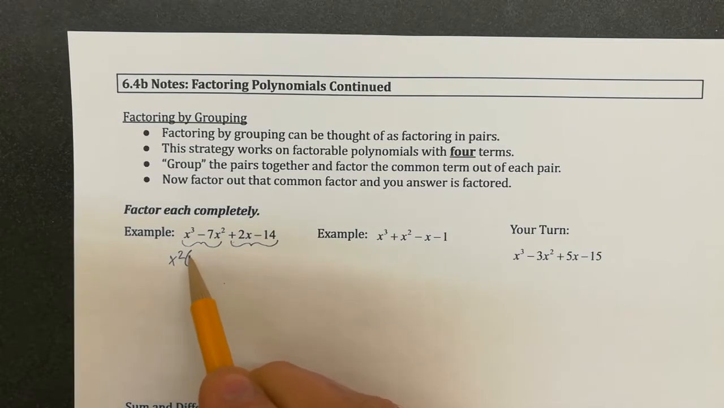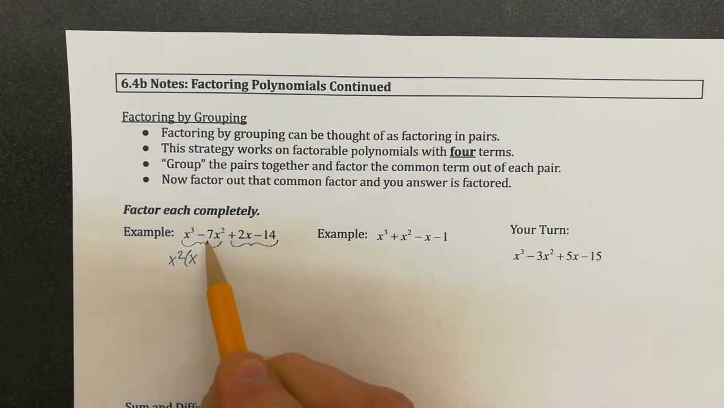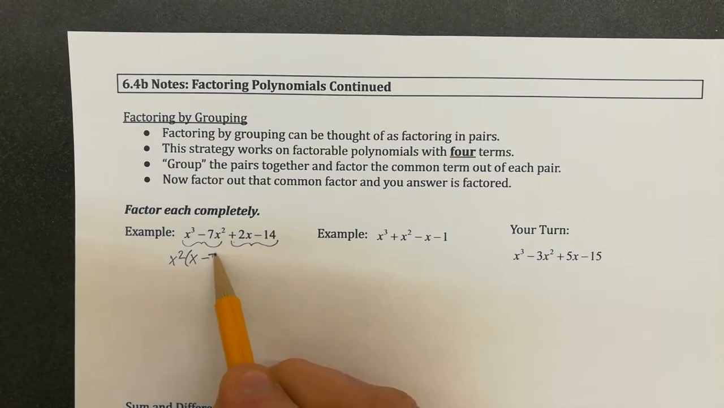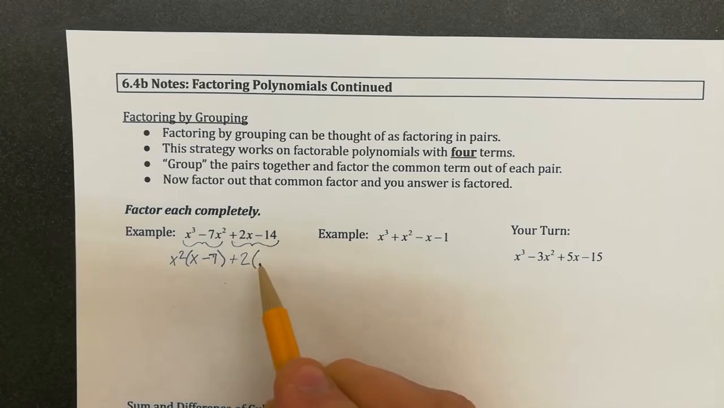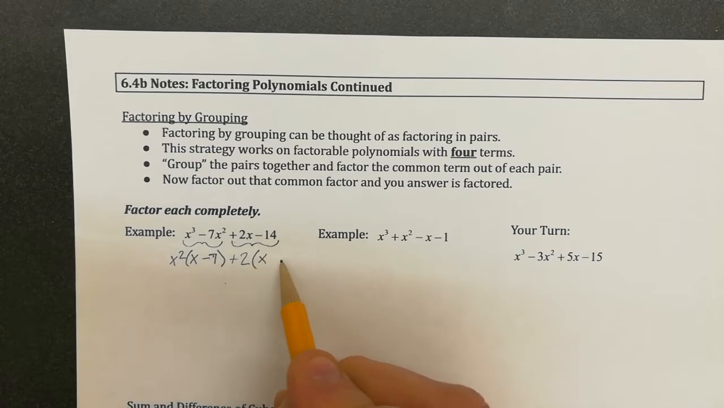And what am I left with? Well, x squared times what is x to the third? X. X squared times what is negative 7x squared? Negative 7. I do the same thing here. What can I take out of 2x and negative 14? Well, 2 is common to both and no x's. So let me try to take out a positive 2. Sometimes we have to tweak that a little bit and change the sign, but let's see if this works. 2 times what is 2x? X. 2 times what is negative 14? Negative 7. Or in other words, negative 14 divided by 2 is negative 7.